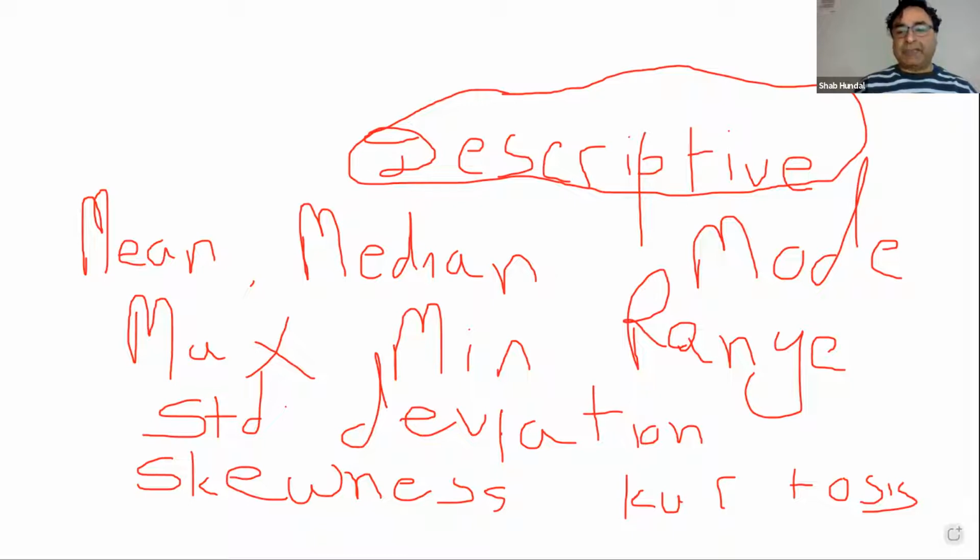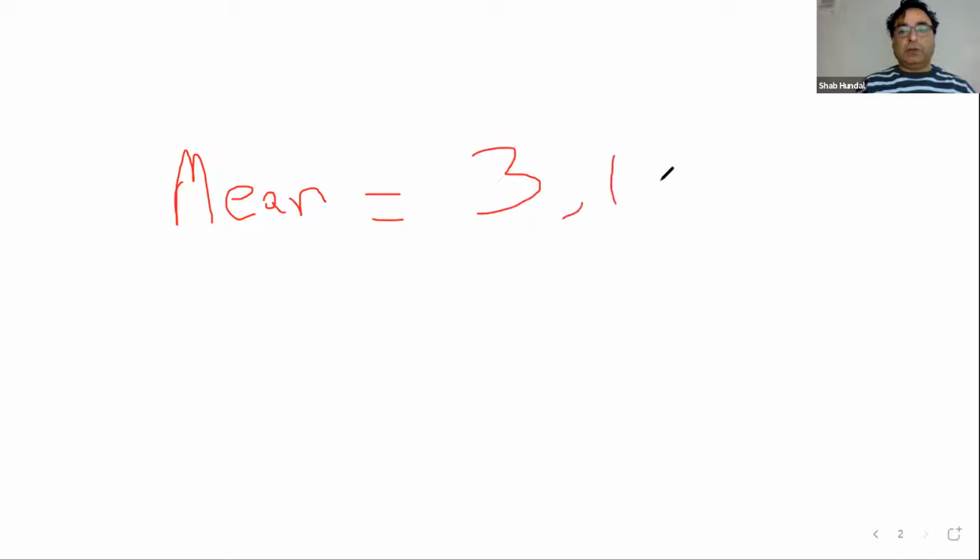Mean, I hope you know what mean is. Mean is very mean, actually. Mean is the normal average, like 3 plus 4 plus 5, divided by 3. So if I give you 3, 4, 5, what is the mean? 4, because 3 plus 4 plus 5 divided by 3 observations.